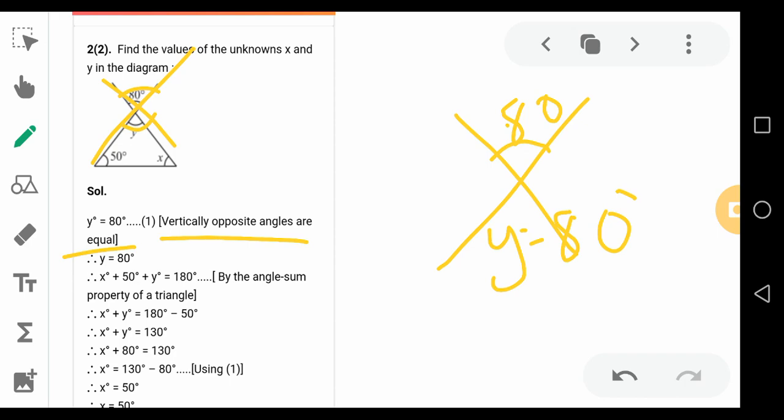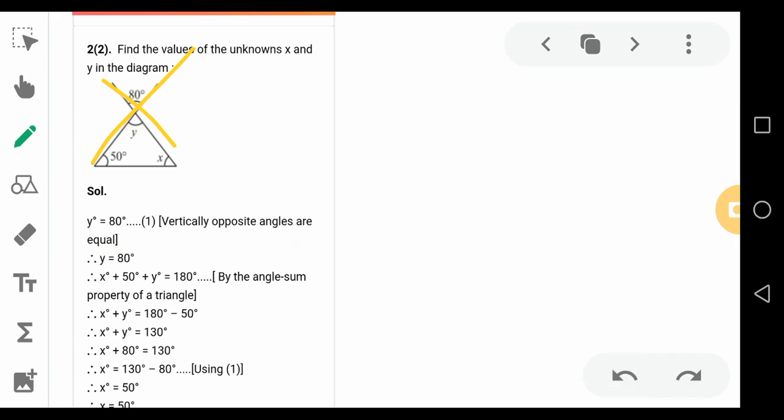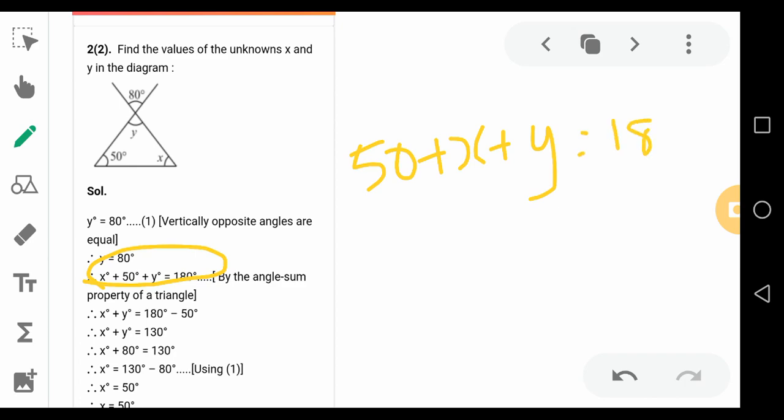Now what will you do? Now you will move on to the angle sum property. Because you can see 50, y and x, all these three are the interior angles of the triangle, right? So 50 plus x plus y, what is it? 50 plus x plus y is equal to 180 degrees. And in that, you know what is y, right? So I will write it here once more. 50 plus x plus y is equal to 180 degrees.